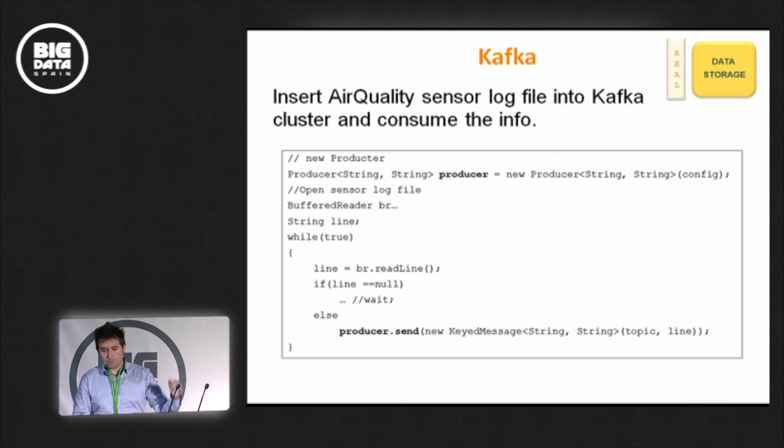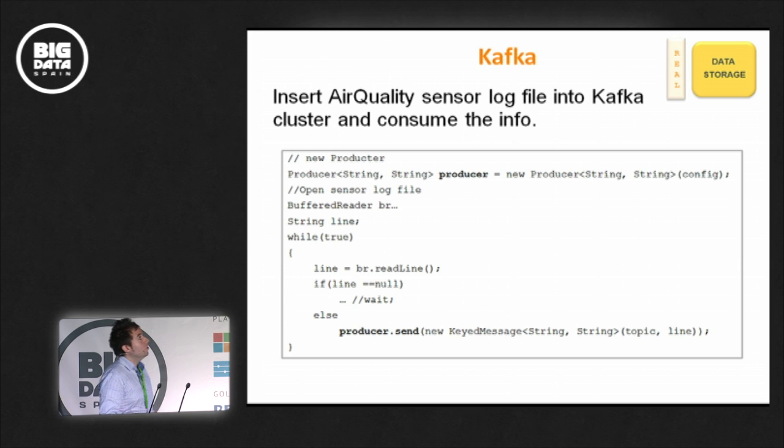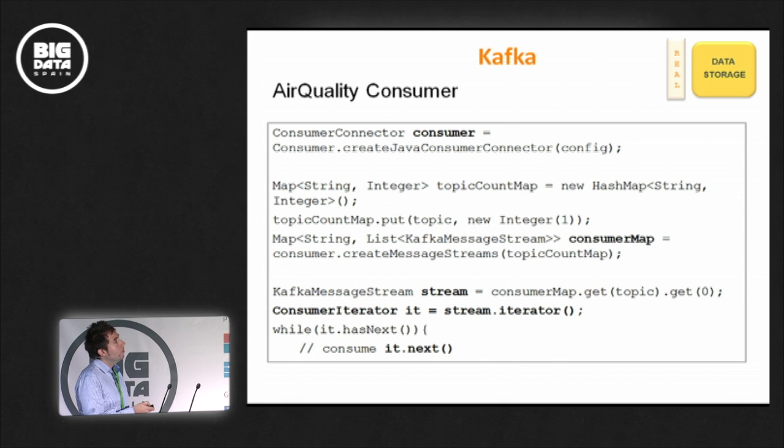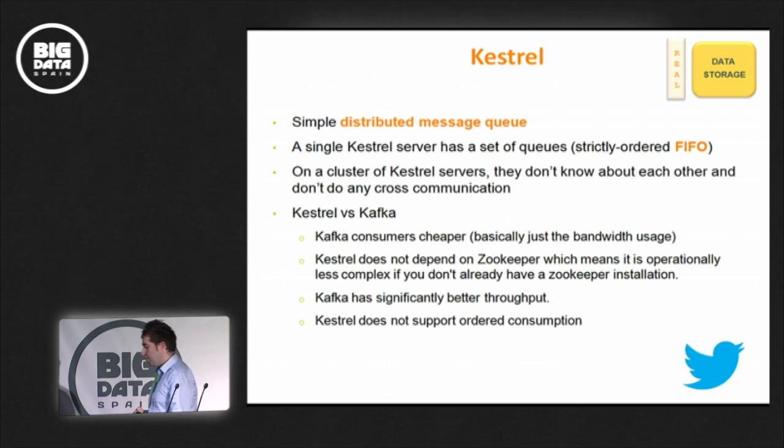We can use Kafka in our air quality system in order to temporarily store the information that is coming from the mobile sensors. Pretty easy to use. We define a producer that basically reads the information in the sensor log, and then we send information with the topic to the Kafka system. On the other hand, we have the consumer. We define which topic of message we are going to work with, and we obtain an iterator to go through all the messages of this streaming.